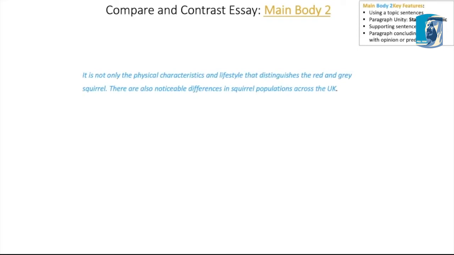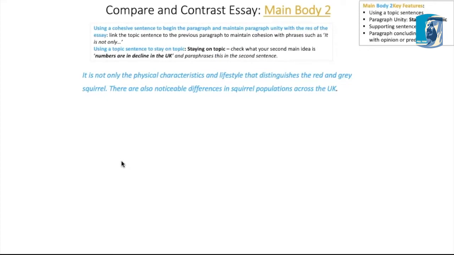So we're generally looking at that entire paragraph and saying, as I look at it from a distance, does that look like a paragraph that is cohesive, that stays together, that is organised well, and is properly constructed in a way that guides me through the essay in a nice and easy way? So let's have a look at how we could structure our second main body. Have a look at these first two sentences. It's not only the physical characteristics and lifestyle that distinguish the red and grey squirrel, there are also noticeable differences in squirrel populations across the UK.